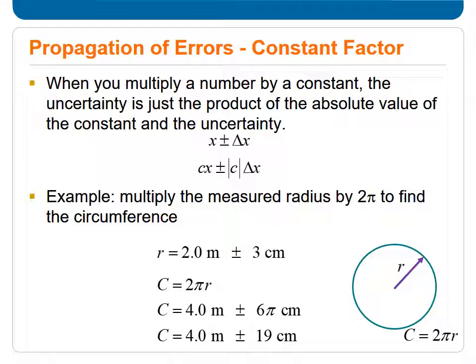In this example, we measured the radius of a circle to be 2 meters plus or minus 3 centimeters. We want to know the circumference. The circumference we find from a formula. Circumference is 2 pi r. So we'll multiply everything by 2 pi. So the circumference is 4 pi meters plus or minus 19 centimeters.